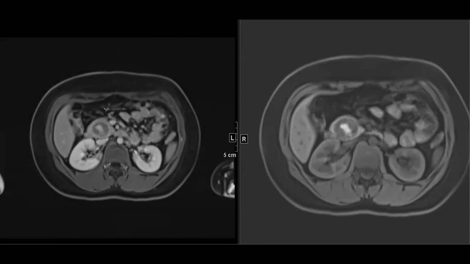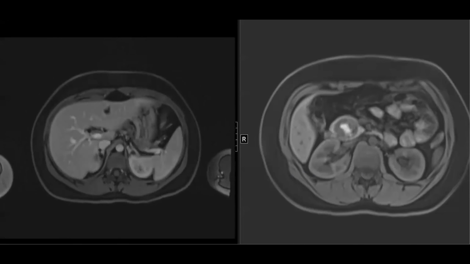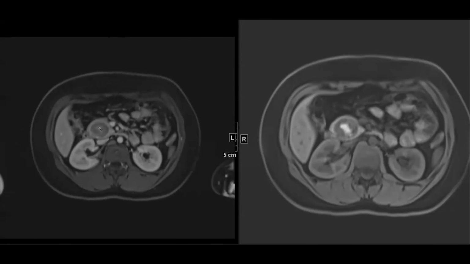kind of enhance. I don't know why it doesn't look like it's that enhancing, but this part is still going to be solid. And on path, it's going to be that sort of pseudopapillary architecture. So yeah, this is the hemorrhage in the center, and then this kind of smudgy pseudopapillary part that's enhancing on the outside.